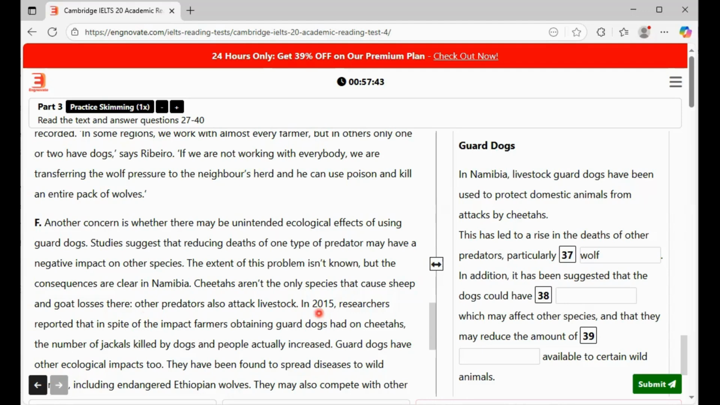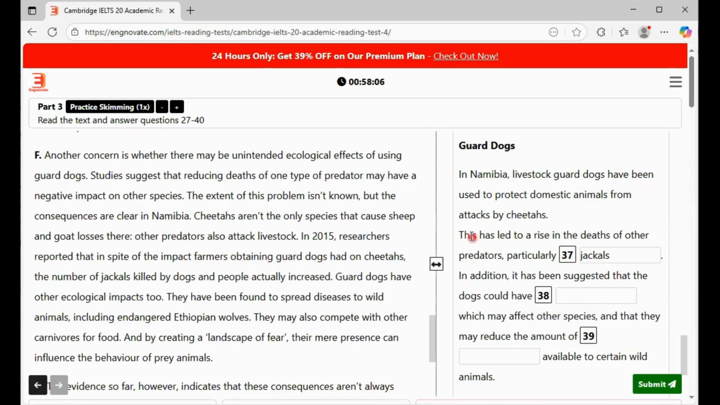In 2015, researchers reported that in spite of farmers obtaining guard dogs on cheetah, the number of jackals killed by dogs increased. Jackals. This thing is jackals, particularly jackals. So, this has led to a rise in the death of other predators, particularly jackals. Can you see? The number of jackals killed by dogs increased. So that's it. Jackals is better than wolf, actually.